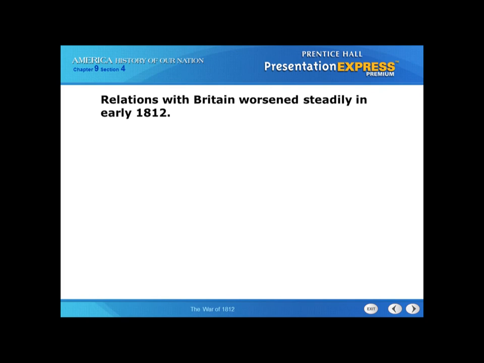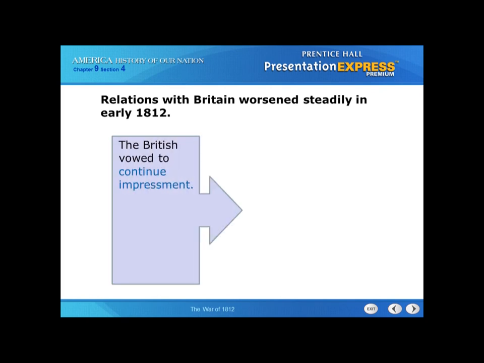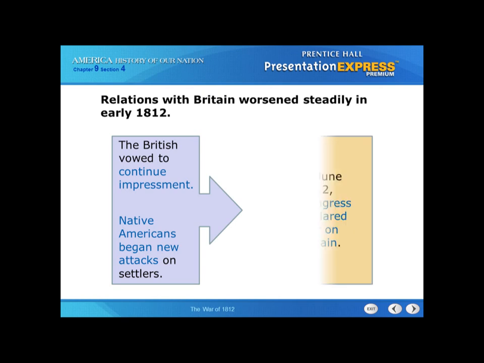Relations with Britain worsened steadily in early 1812. The British vowed to continue impressment, that is, capturing merchant sailors and forcing them to join the British Navy. Native Americans began new attacks on American settlers. So, as a country, you have to defend not only your property, but you have to defend your citizens. Think back to the preamble in the Constitution: to provide for the common defense. That's what a country does.